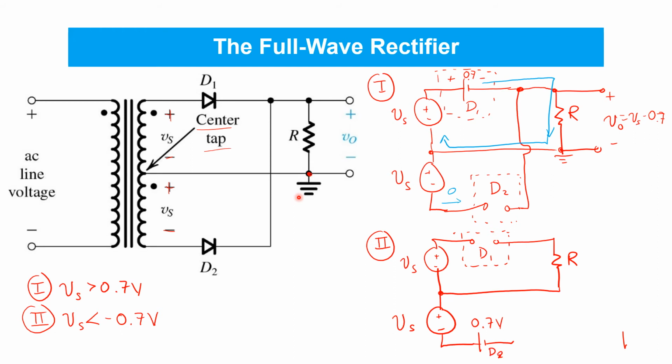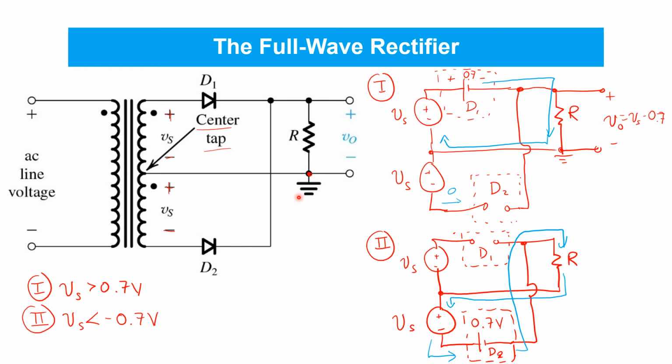Here's D2, our model for D2. Okay. And so in this circumstance, current flows in the forward direction through D2, and then up here and down through the resistor, back again through the bottom half of the secondary winding. And there's no current at all flowing in the top half of the secondary winding.